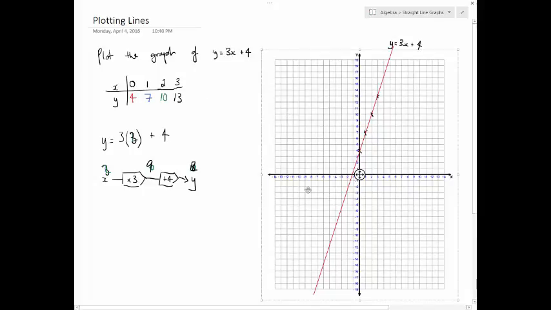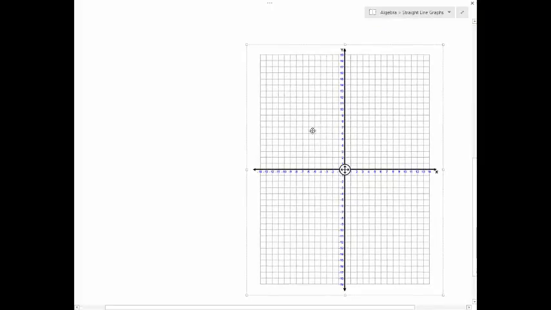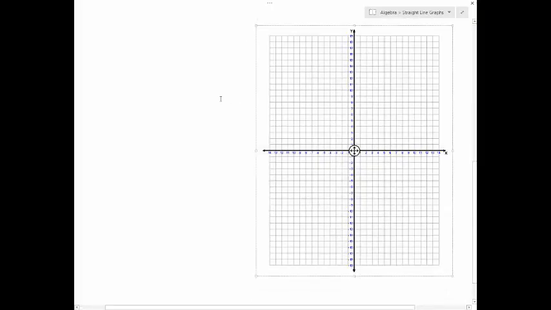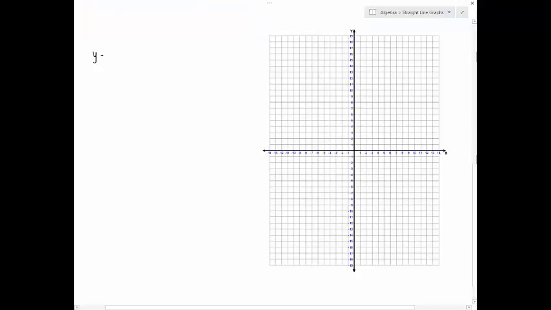Now let's do another example. Remember, you can pause and rewind this at any stage. Let's do another example here, and let's choose the equation y equals 5x minus 1. Well, remember, step 1, we draw and complete our table.